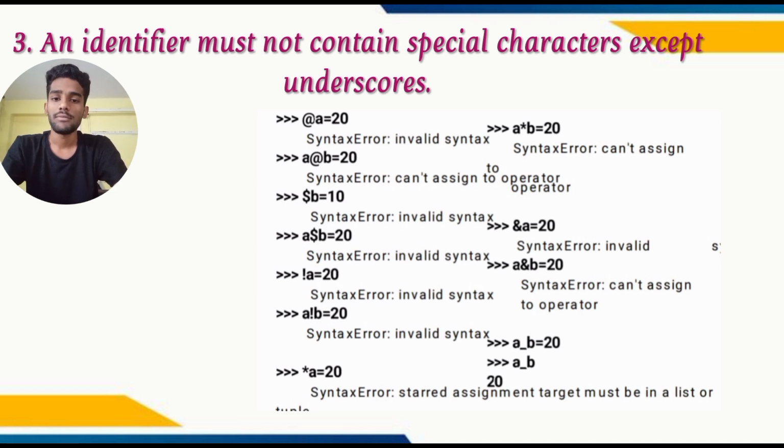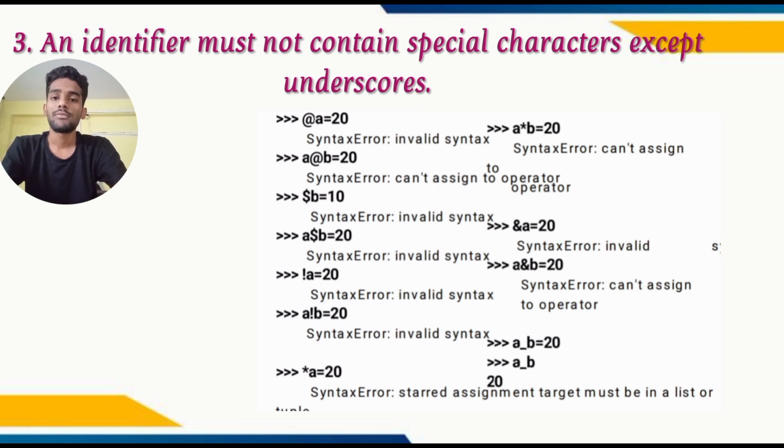Let's see, an identifier should not start with a digit but it can contain digits. Let 12ab equal to 20, where it shows the syntax error, invalid syntax. When it comes to ab12 equals 20, it returns 20 because it has no syntax error. An identifier can contain underscores, single, double, and also triple. Let's see a few programs. Underscore a equal to 10 doesn't show any syntax error because it is having a single or a double or a triple underscore.